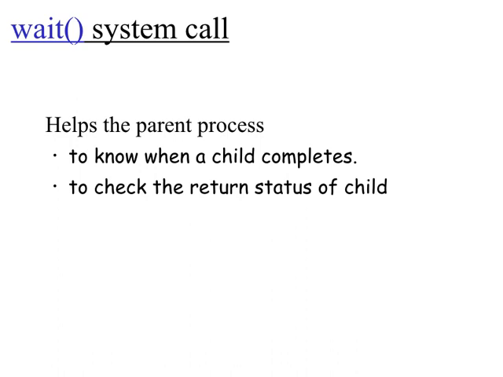Next, we look at the wait system call, which allows a parent process to monitor the child process's completion. What this means is that after a parent process creates a child, it might want to know when the child process terminates. For example, a shell might launch a command, and then the shell may wait for the command to finish before executing another command. So in this case, the parent process, the shell, has to wait for the child process to complete. This is accomplished through the wait system call.